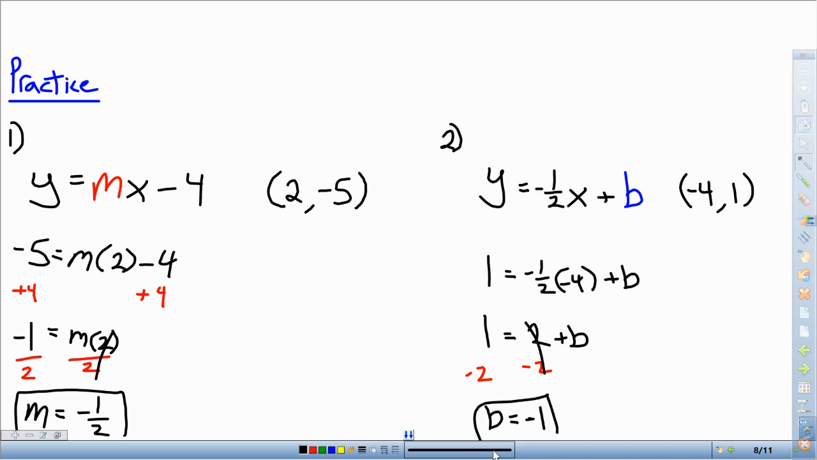So yeah, just a little bit more review on slope-intercept. We're going to be building upon this stuff and plugging numbers in and doing this. So hopefully you're getting more and more comfortable with this.